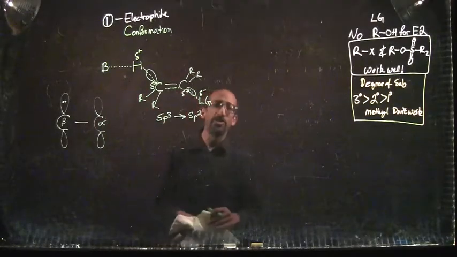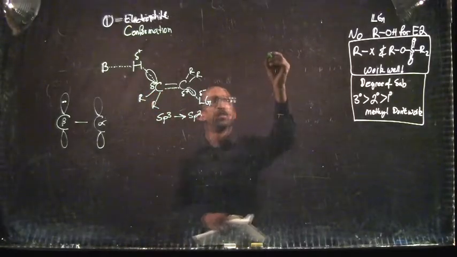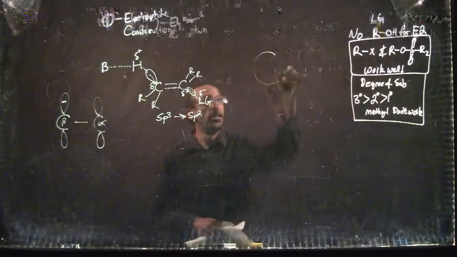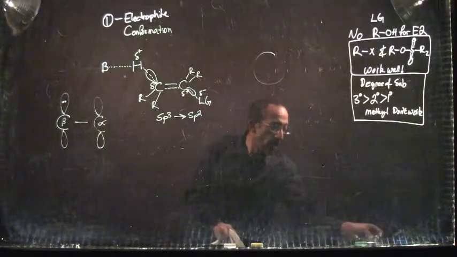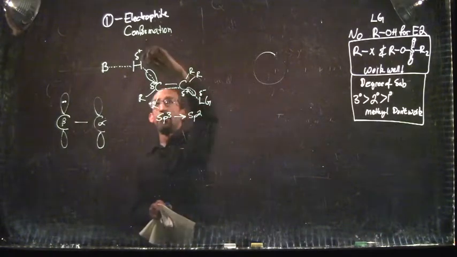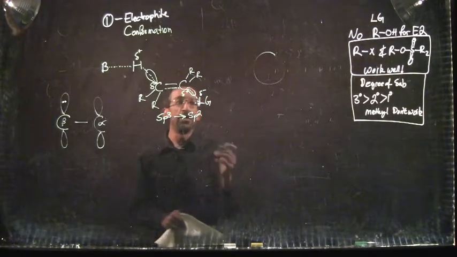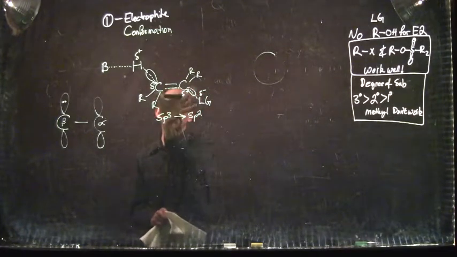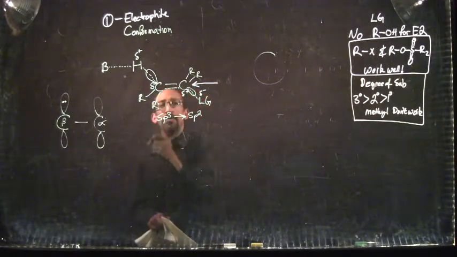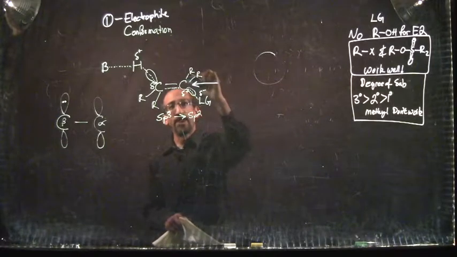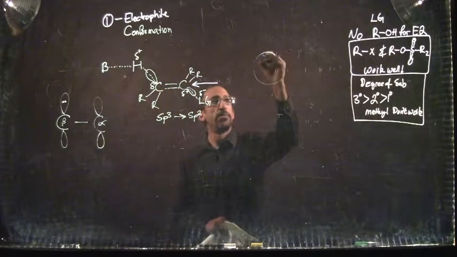Now, how can we ensure that these two p orbitals end up parallel? Well, if we take a look at our molecule through a Newman projection, we're going to want our beta hydrogen and our leaving group to be anti to one another. So I'm going to draw a Newman projection for this molecule, and I'm going to sight down the carbon-carbon bond. So my alpha carbon will be my front carbon, my beta carbon will be my back carbon in the Newman projection.